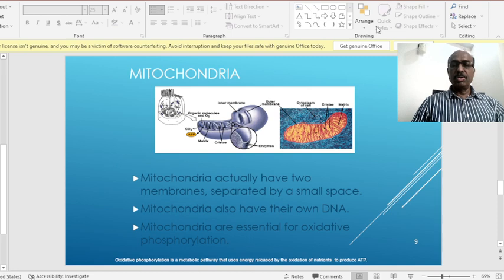Now, mitochondria is a very important part which you should know its role. Mitochondria also have their own DNA. Mitochondria are essential for oxidative phosphorylation. Friends, this is a chemical process through which ATP is formed. ATP is adenosine triphosphate. ATP is basically an energy reservoir for the cell.